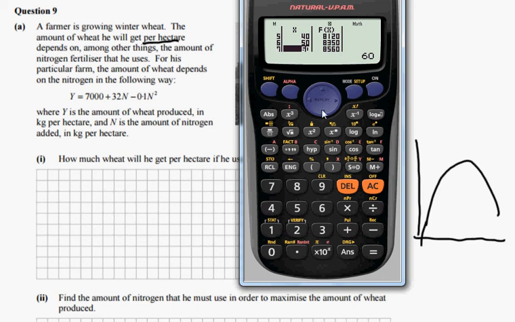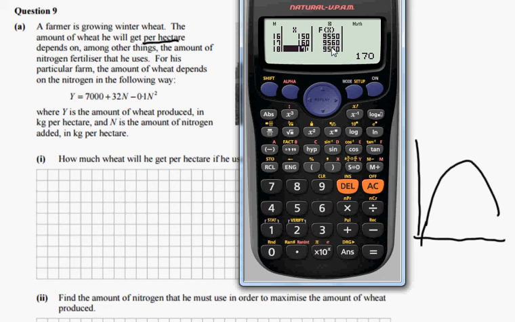8,350. Does it keep going up? Keeps going up. And do we reach a maximum point? Any point? Oh, there it is. 160. You can see it right away, can't you?